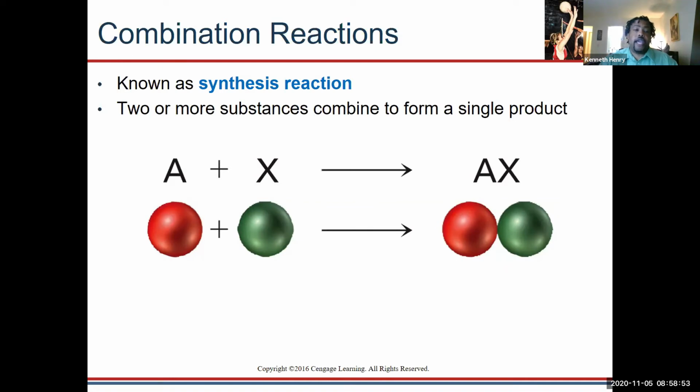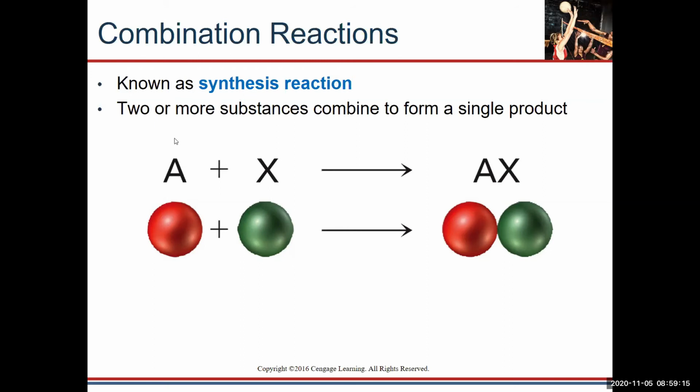So the first reaction is called a combination reaction, or it's also called a synthesis reaction. A combination reaction is where you take 2 different substances and you bring them together to form a single substance. So they're combined to make 1 substance. A plus X yields AX. Simple? Do you want an example?